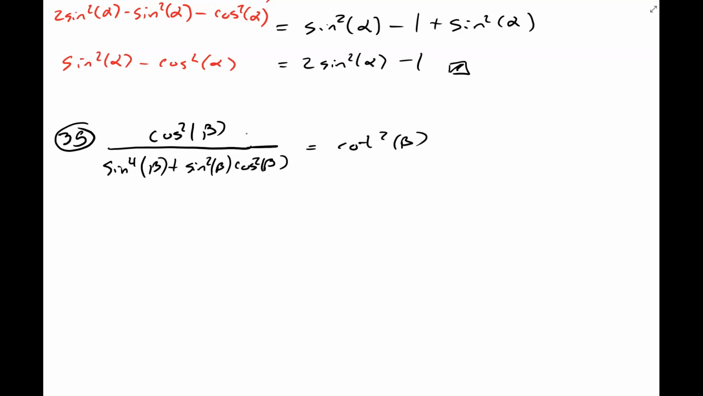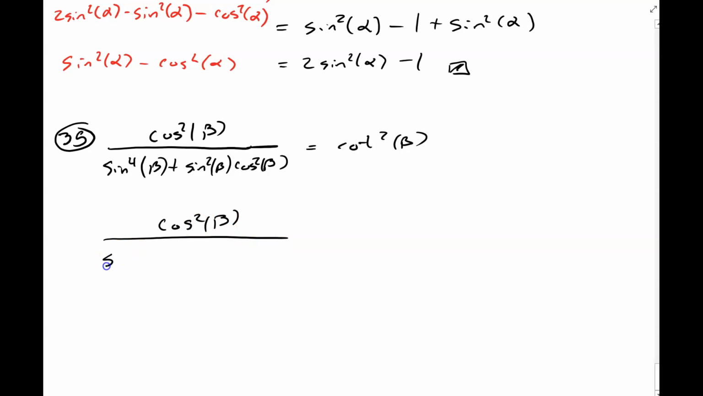I'll give you a hint. It's not an identity. Look at the denominator. You cannot cancel out the cosines because the denominator is part of an addition problem. There's not like terms to combine. Is there any factoring you can do? You can take out a sine squared. Exactly right. Yes. That's exactly right.